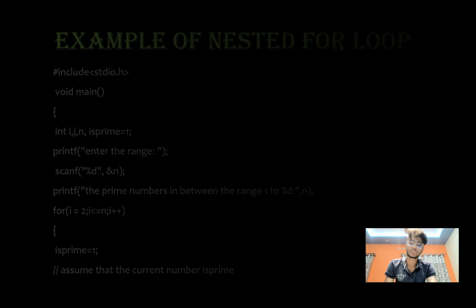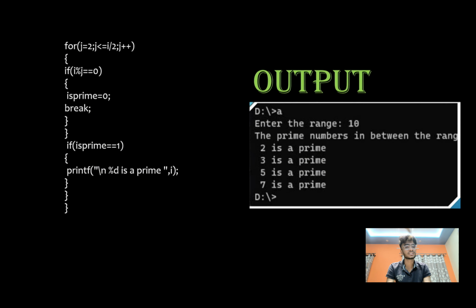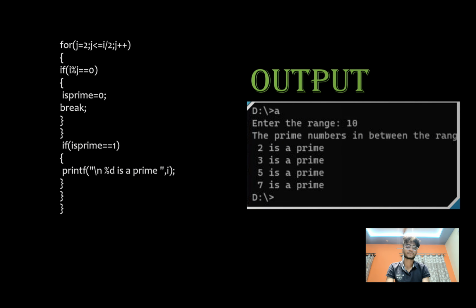So we have the output over here which says that 2 is a prime number, 3 is a prime number, 5 is a prime number, and 7 is a prime number. So it checks all the numbers from 1 to 10. 2, 3, 5, 7 are the prime numbers, and none of the other numbers are prime. That is what it states over here. So this was the concept of nested for loops.